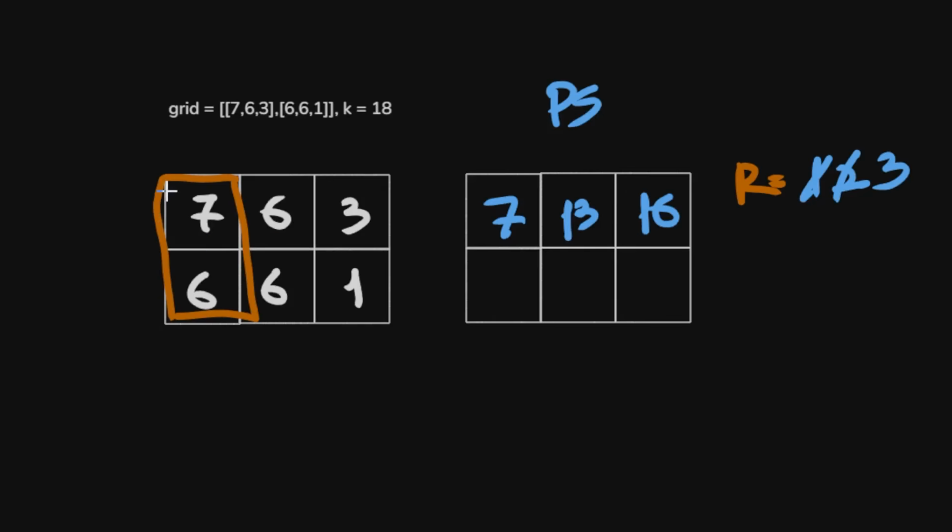And we can do exactly the same with column number 0, because remember that we always need to include the element in the top left corner.